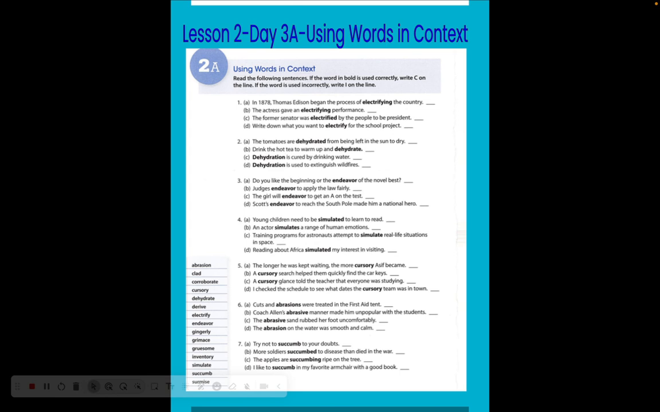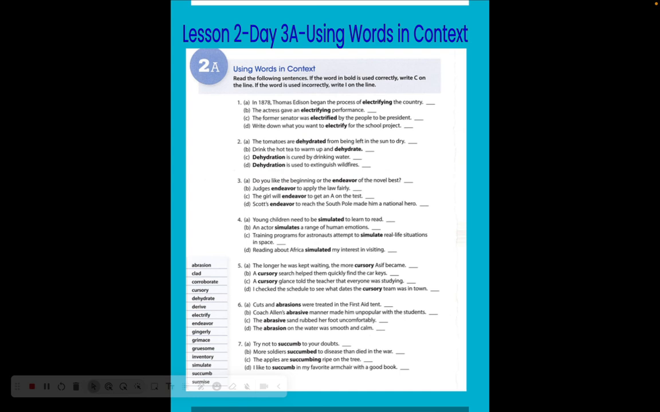B, judges endeavor to apply the law fairly. Now that fits better because that is something they are hoping to achieve. So that is correct. Put a C on the line. Number 3, the girl will endeavor to get an A on the test. Well, again, that is something she can try to do. So that is also correct. Put the C on the line.